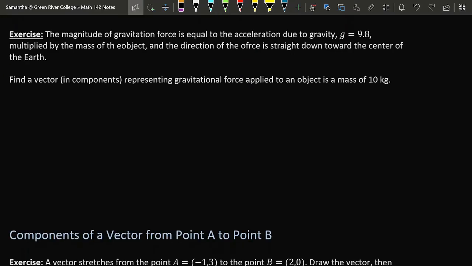In this case, we are told that the magnitude of gravitational force is equal to the acceleration due to gravity, which is 9.8, multiplied by an object's mass. The direction of the force is straight down toward the center of the Earth.